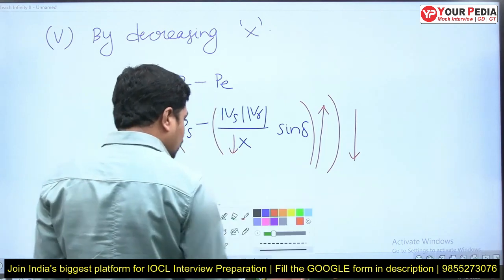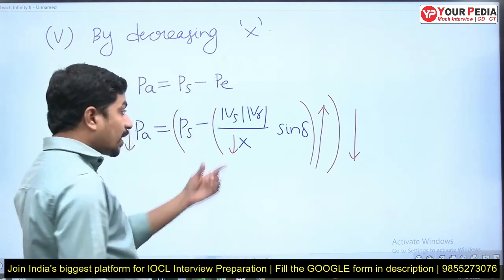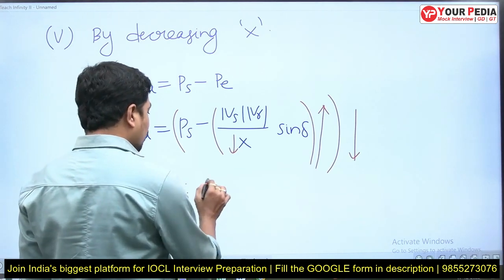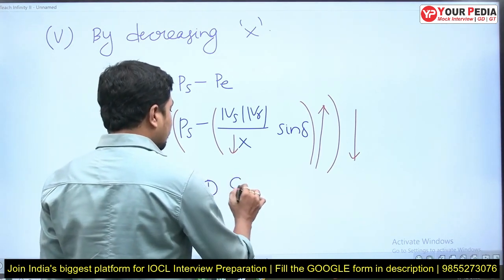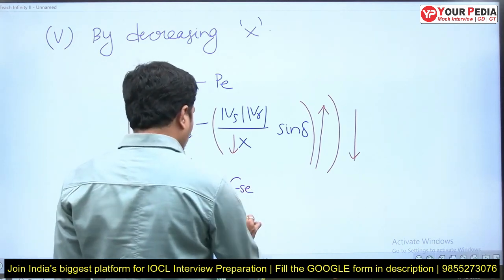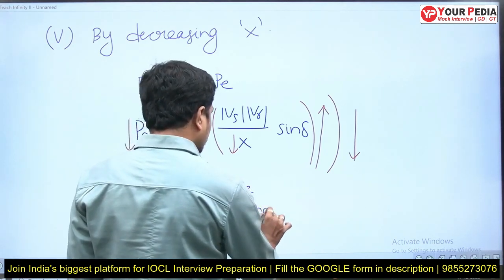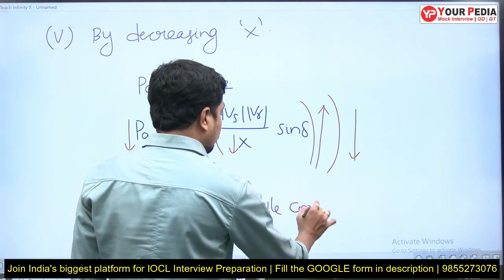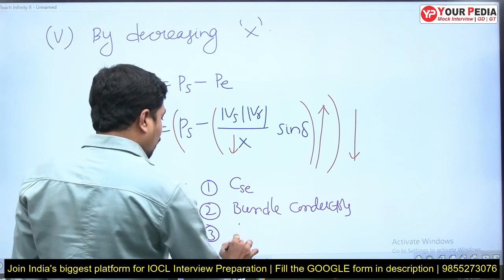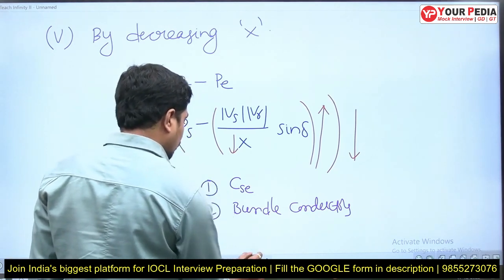Now they may ask you a cross question: how can you decrease reactance? X can be decreased in these many ways. First one is with a series capacitor. Second one is with bundle conductors. Third one is with parallel transmission lines.